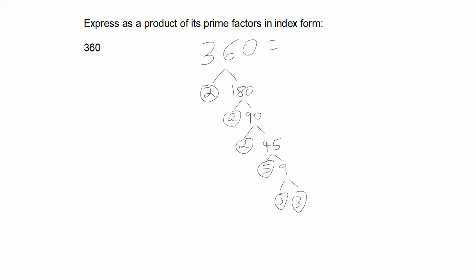So 360 is 2 times 2 times 2 times 3 times 3 times 5, but it's much easier to write this as 2 to the power of 3, because I have 3 2's multiplied together, times 3 to the power of 2 times 5.